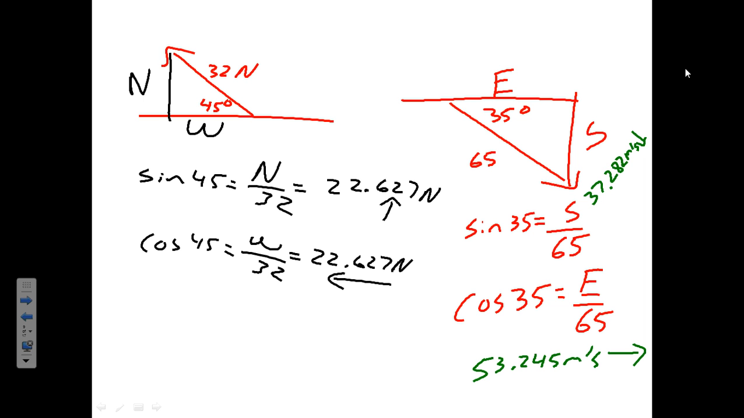So again, when you're adding two vectors that aren't at 90 degrees to each other, find the components, the vertical and the horizontal components. Then what do you do? Well, you combine the north and the south components together, and you combine the east and the west components together.